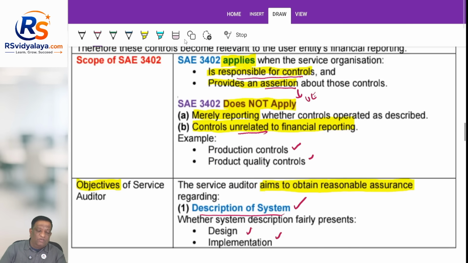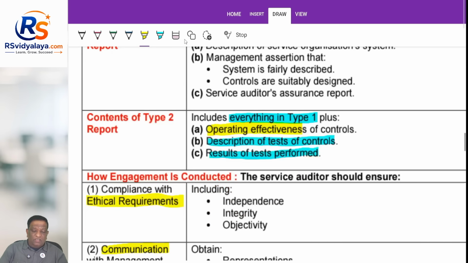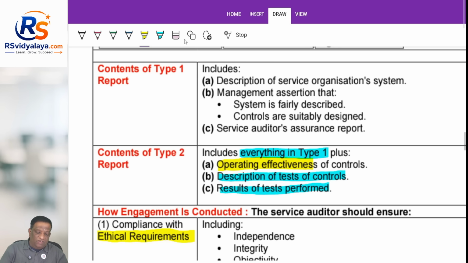See, in this standard, there are 2 reports, type 1 report and type 2 report. I will take you through them and then we will go to the summary. But first of all, who is issuing this type 1 report or type 2 report, and to whom? The service auditor is issuing it to the user entity, and the user entity will be passing it on to the auditor of the user entity, or user entity auditor. So this is the flow of it, for both type 1 and type 2.